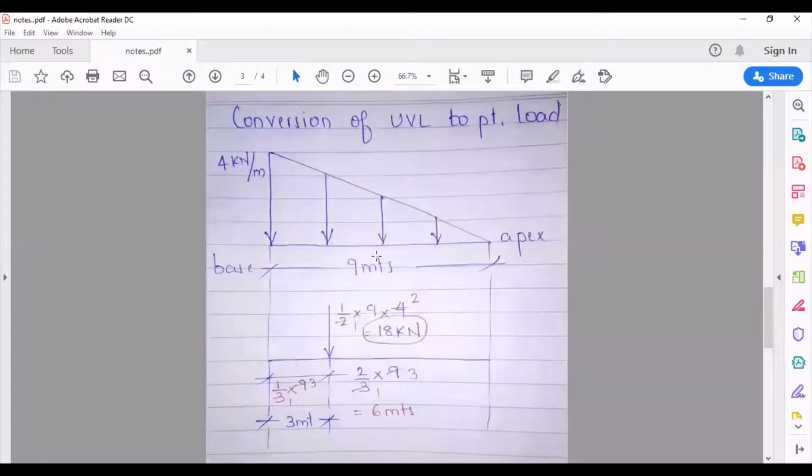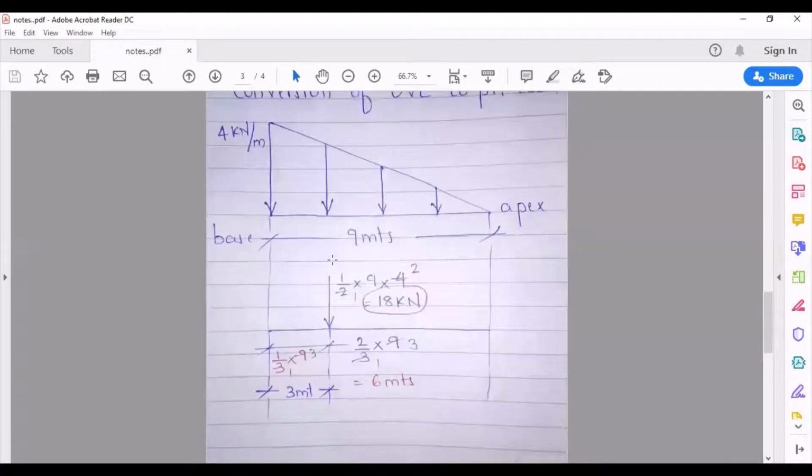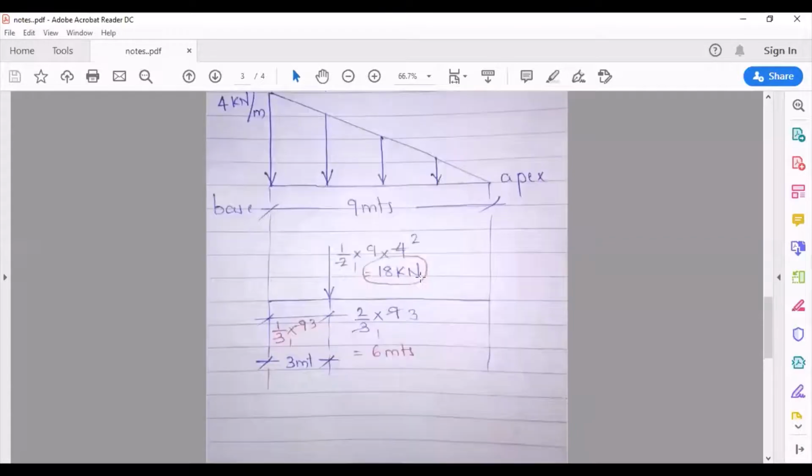Now first let us understand how you convert this UVL to a point load. We have discussed that conversion is nothing but the area of the triangle. And what is the area of a triangle? It is half base into height. So it is half into base. How much is the base? 9 meters. Height is 4 kilonewton per meter, or it is 4. So 2 ones are 2, 2 twos are 4, 9 times 2 is 18. The intensity becomes 18 kilonewton. So you have an 18 kilonewton point load after conversion.